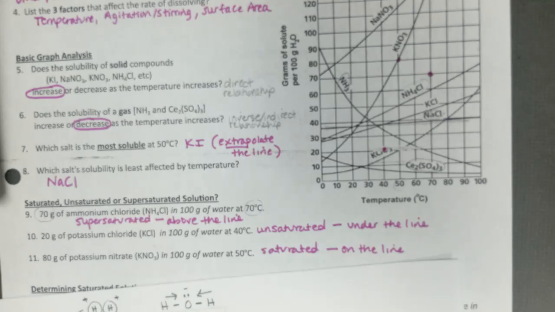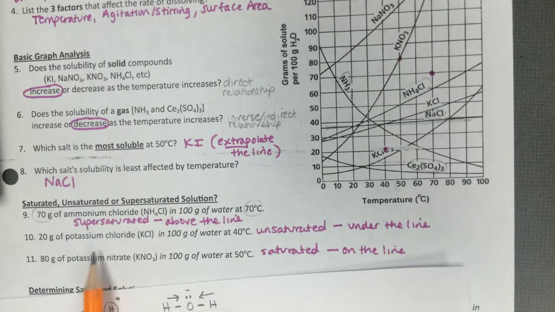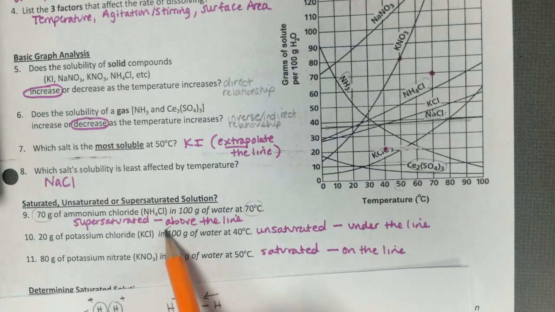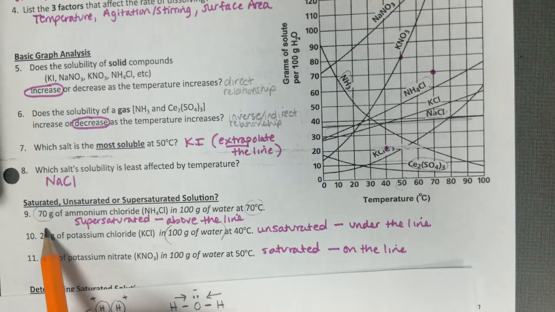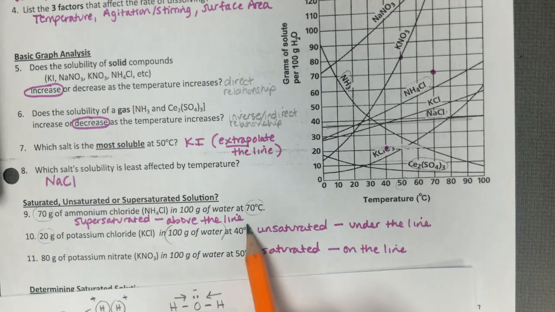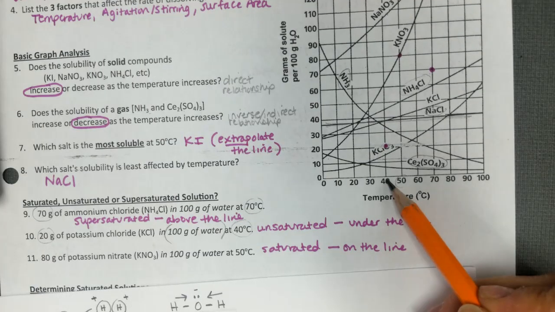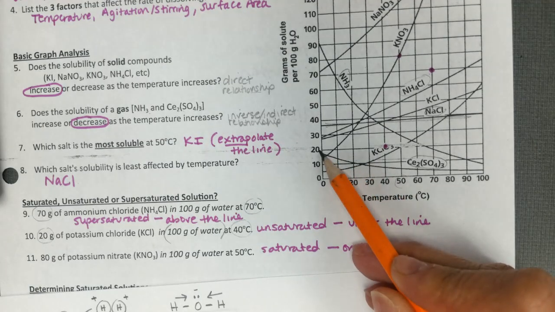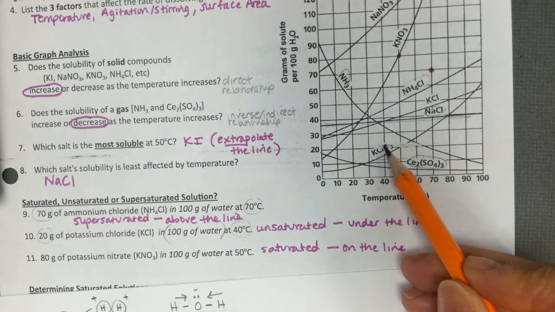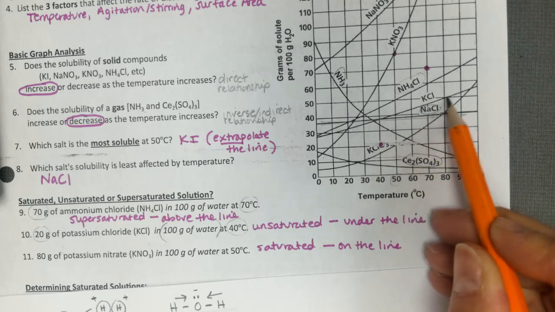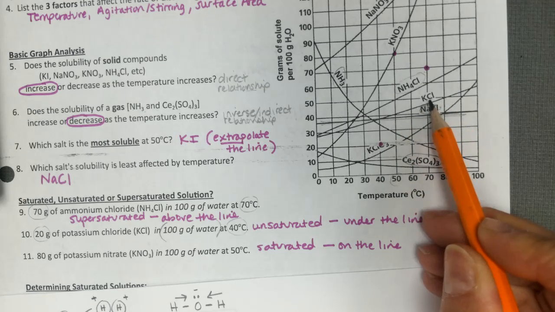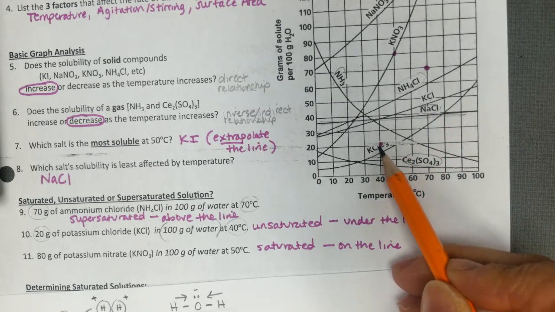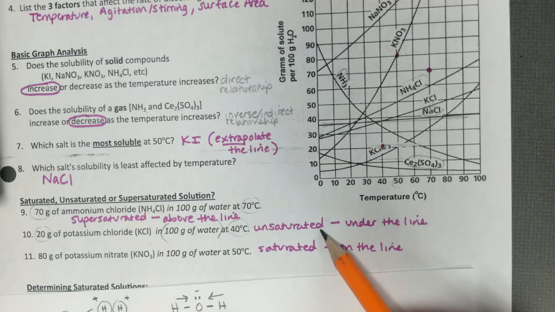Now the next one, we have 20 grams of potassium chloride in 100 grams of water. Remember, we just ignore that. So we're looking at 20 grams of potassium chloride at 40 degrees Celsius. I'm going to find 40 degrees, 20 grams, that's my intersection point, and I'm going to be comparing this to this line here for my KCl. So this point is under the line, so that tells me that it's unsaturated.